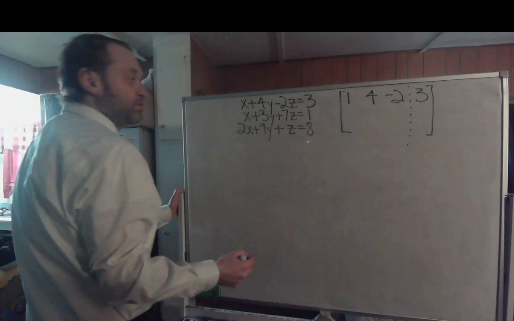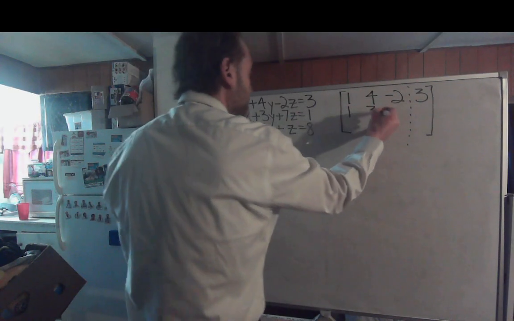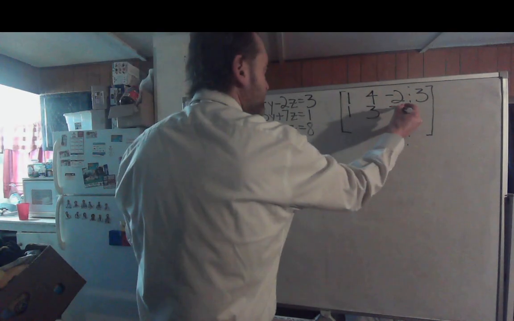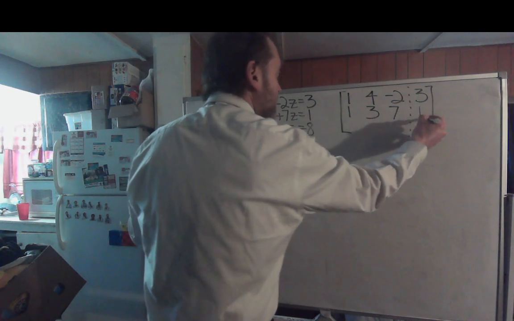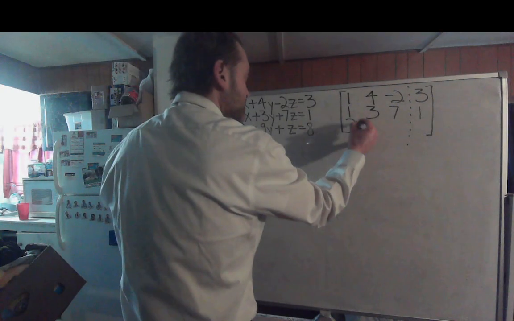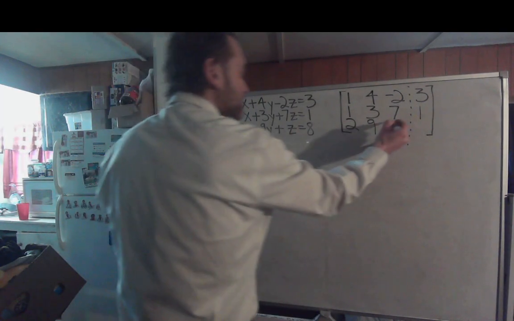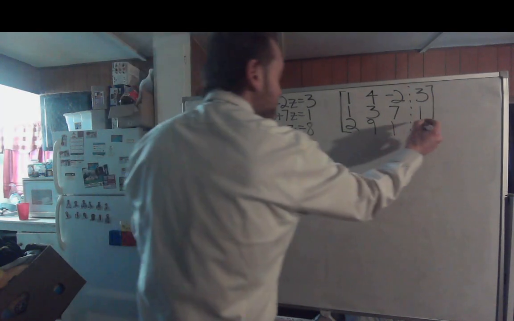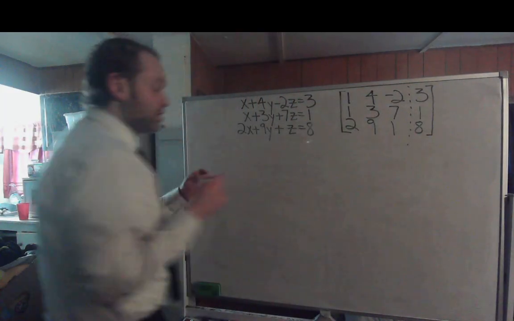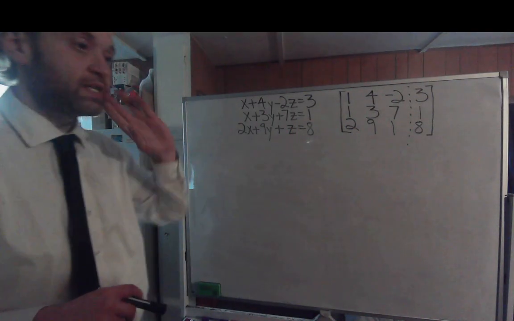Now do your second row. Coefficient on x is 1. Coefficient on y is 3. Coefficient on z is 7. Then put that 1 to the right of the augmented line. Third row. Coefficient on x is 2. Coefficient on y is 9. Coefficient on z is 1. Put that 8 to the right of the augmented line. There's your augmented matrix that represents this system of equations.